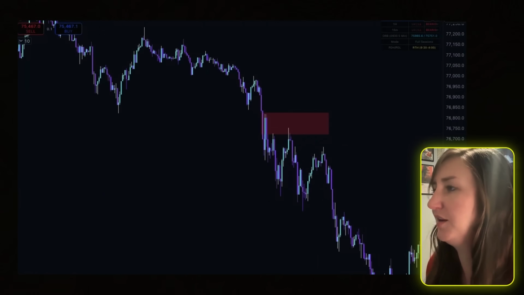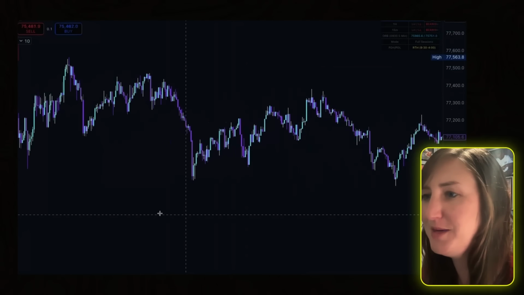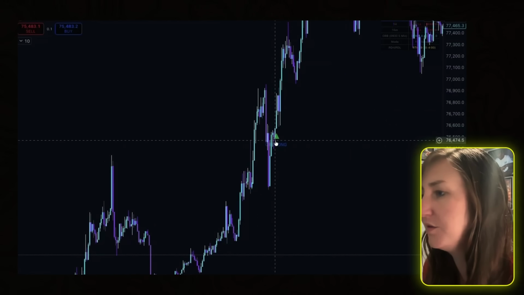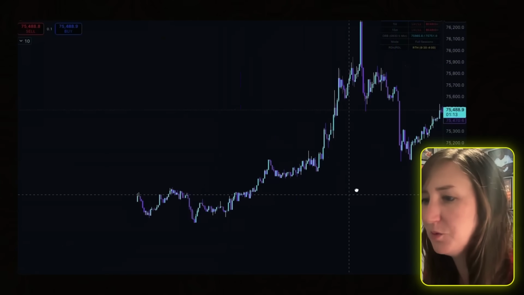That would be a close one. Kind of like the NQ trades. And get out at a take profit level. Oh, that's a sick one. That's a good play. That's a good one.